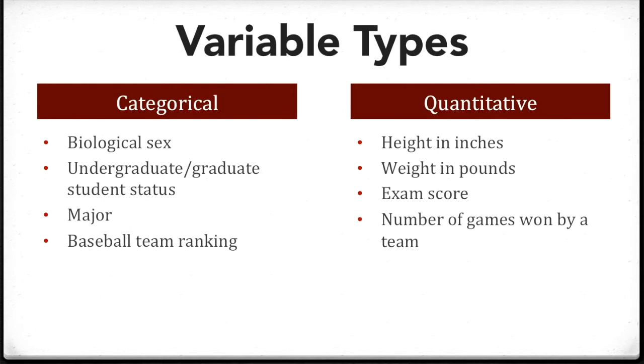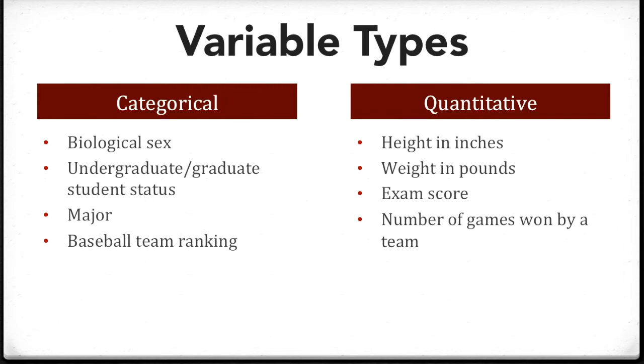Here are a few examples of each. For categorical variables, we have biological sex. This is measured as male or female. Undergraduate or graduate student status. These are two different categories. Academic major. And finally, baseball team rankings.